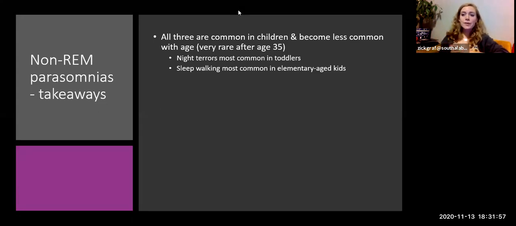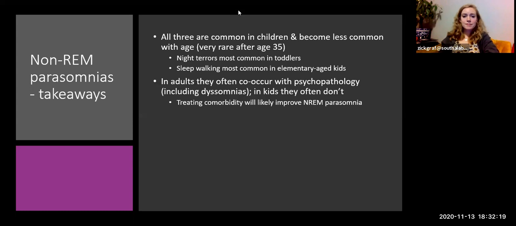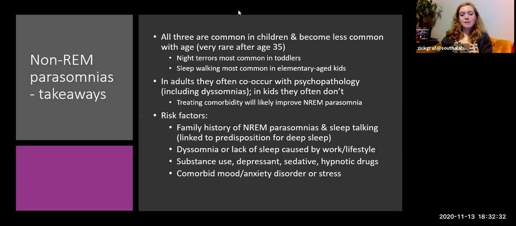And usually when an older person is having these sleep disorder behaviors, there is some kind of underlying cause, whether it's psychopathology or a physical problem with sleep. Or in the case of REM-related parasomnias, it could be a physical brain disorder in the case of REM behavior disorder. Night terrors are most common in toddlers, whereas sleepwalking is most common in slightly older kids. In adults, they tend to co-occur with psychopathology, including dysomnias, but in kids, they're often pretty benign. In adults, treating the comorbidity is likely to improve the non-REM parasomnia.